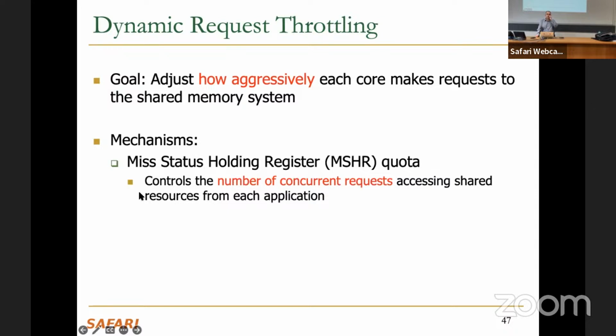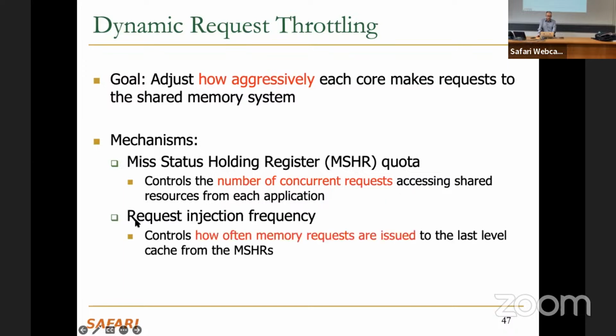For the mechanism, we can use this MSHR quota that controls the number of concurrent requests accessing shared resources from each application. We can also use request injection. Basically, we can tune the request injection frequency that controls how often memory requests are issued to the last level cache from the MSHR, right?